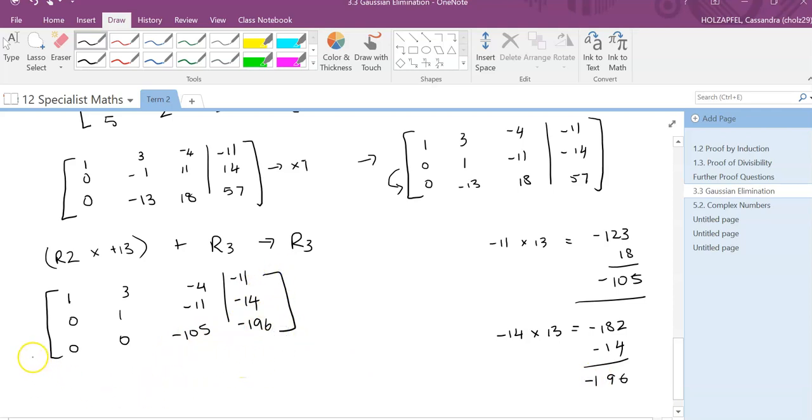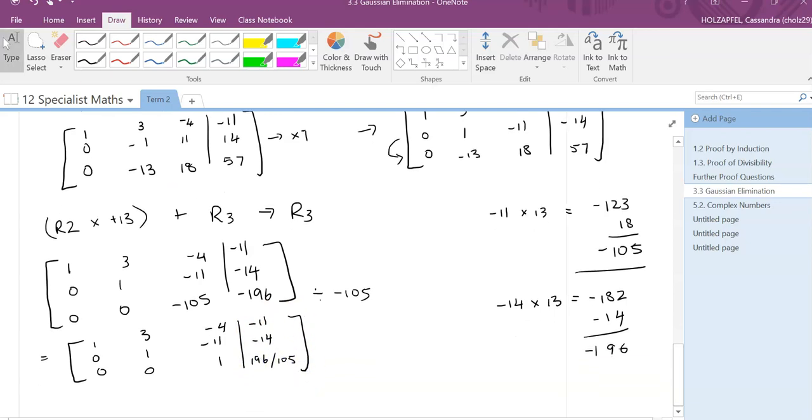The last thing that I can do to make this a 1 is I can just divide this whole thing through by negative 105. So that's going to give me 1, 3, negative 4, 0, 1, negative 11, 0, 0, 1. And then my value matrix is going to be negative 11, negative 14, and then 196 over 105. So again, I'm just going to leave that in fractional form for the moment.